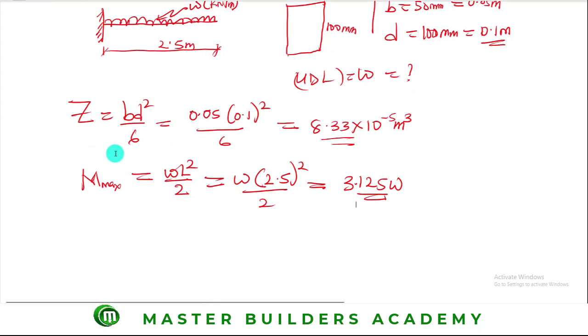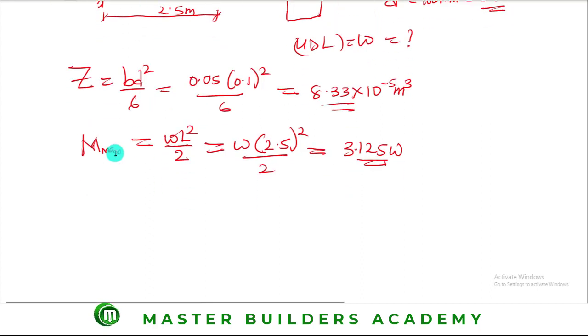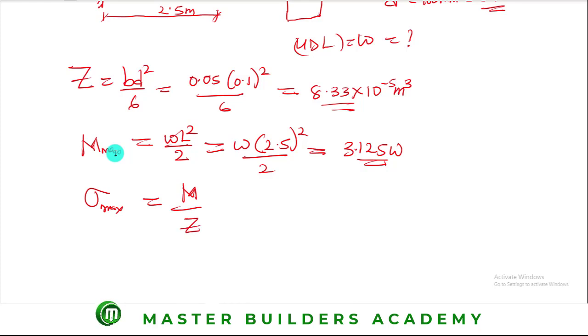Again, after getting this, we now get the maximum bending stress. The maximum bending stress is also the maximum bending moment all over section modulus. I hope you are following me now.